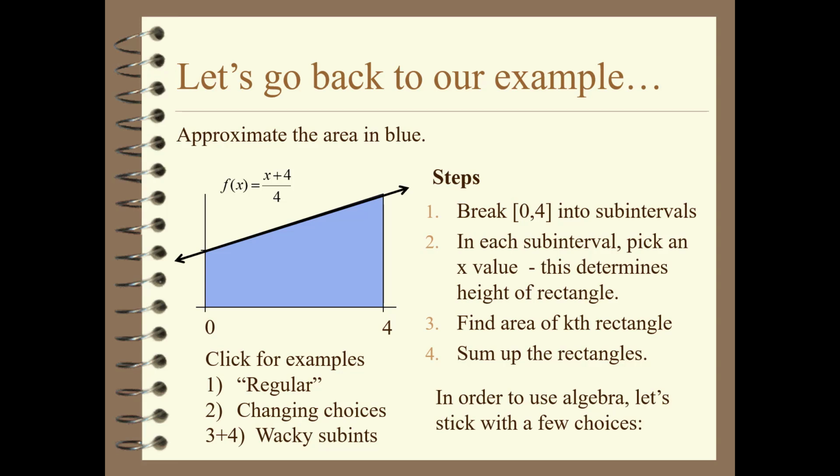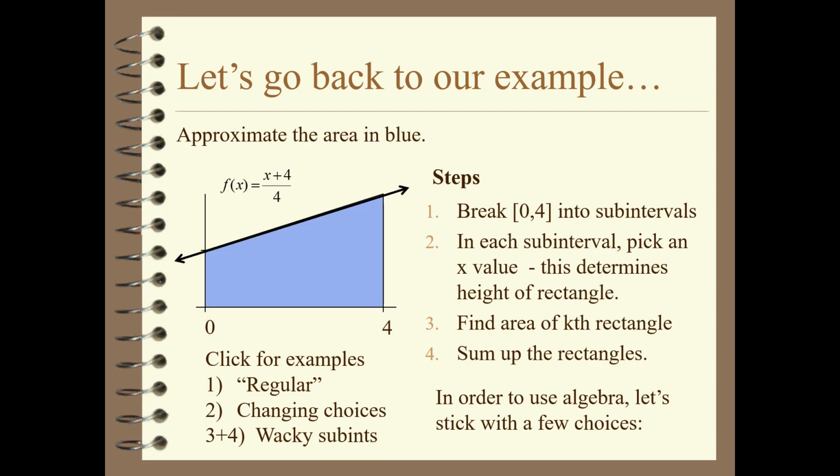This would determine, by evaluating the function at that x value, the height for the rectangle over that portion of the interval above that subinterval. I would then find the area of that rectangle and add up all the areas of the rectangles. I just want to give you an idea of kind of what it looks like.